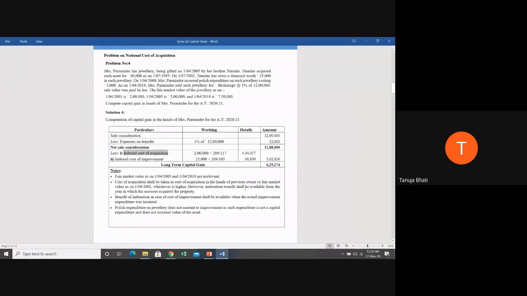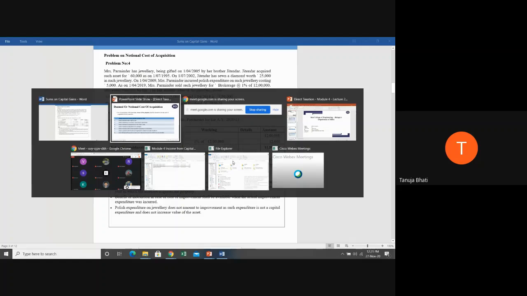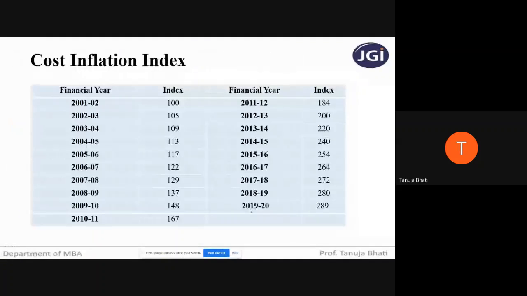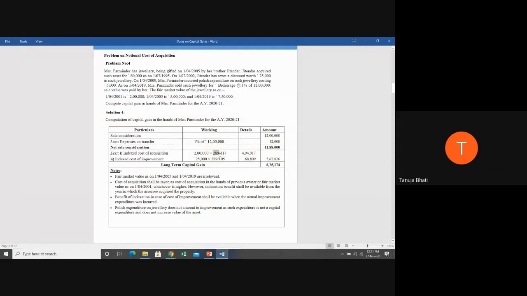How do we calculate indexed cost of acquisition, students? Cost of acquisition into the index of the year of transfer divided by the index of the year of acquisition. Parminder is selling that asset on 1/4/2019, so we take the index of 2019-20, which is 289. So we have taken 289 divided by the index of which year are you supposed to take, students?